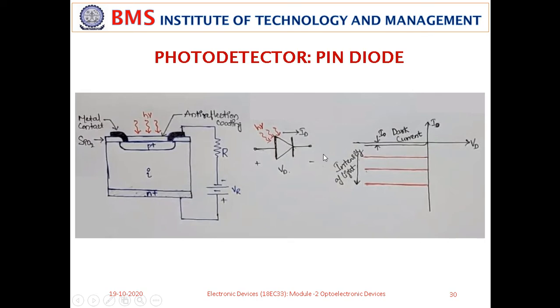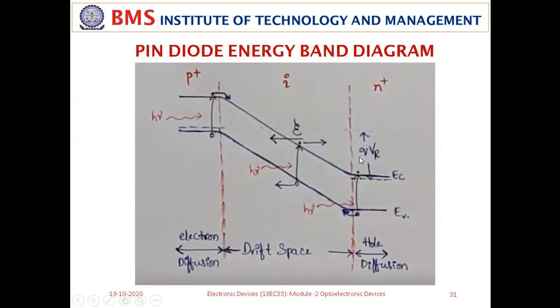Let us look at the energy band diagram of the photodetector. The pin diode energy band diagram is as shown here. As you can see, there is a P plus region and an N plus region, and in between these two there is a depletion region, this is the I region. Let us try to analyze this energy band diagram in 3 segments.